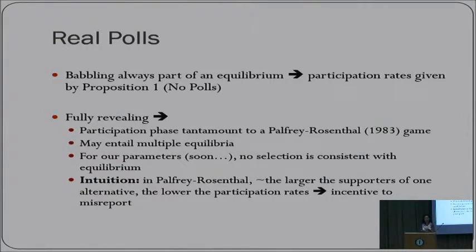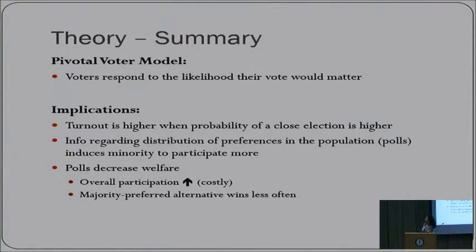So this means that you always have an incentive to make it look as if your group is in the minority in order to induce more participation. So you have an incentive to lie about your own preferences. Okay? And this is why this is intuitively not going to be consistent with this equilibrium.